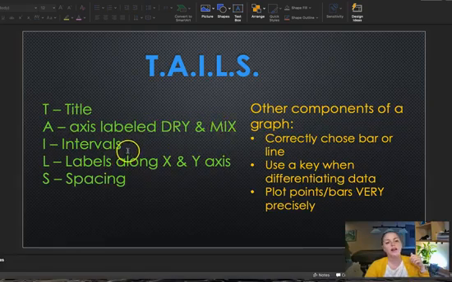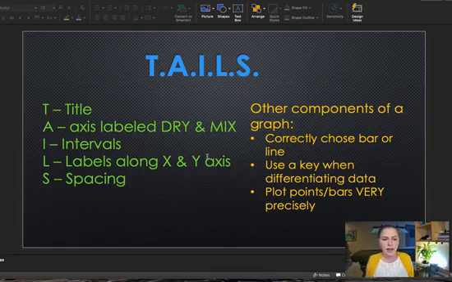I'll explain that. I'm looking for consistent intervals. I'm looking that you've labeled your X and Y axis with actual words. And I'm looking for correct spacing within the graph. All right, other components that may apply to the graph: I want to make sure you chose a bar or a line correctly. And if you have to use a key to differentiate your data, I want to see that you did apply that key. And I do look that you plotted your points or your bars correctly. I'm a hawk, so make sure you are precise with that.